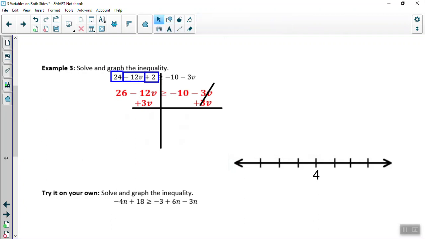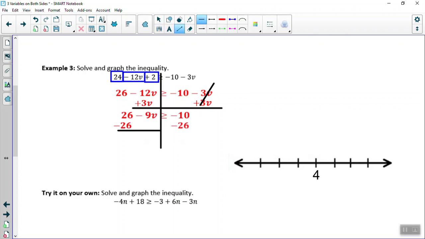Cancels those out, and we are left with 26 minus 9v is greater than or equal to negative 10. Now I need to get this 26 over here with the negative 10, so I'm going to subtract 26 from both sides. These cancel out, and I'm left with negative 9v is greater than or equal to negative 36.